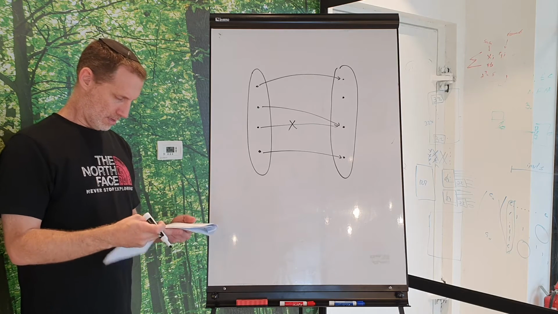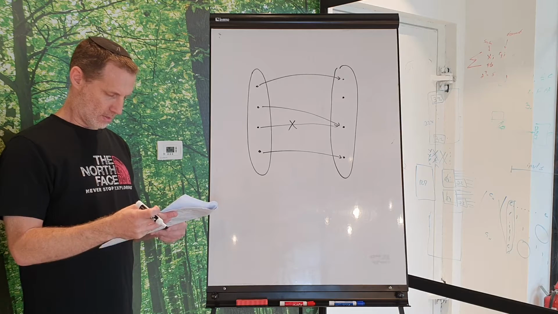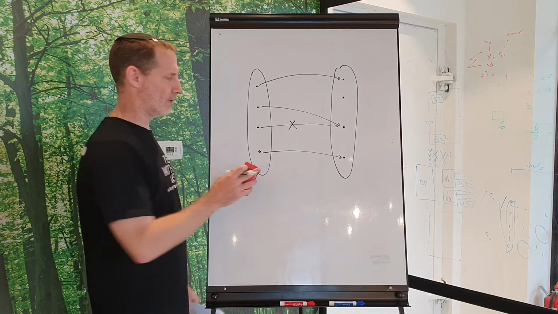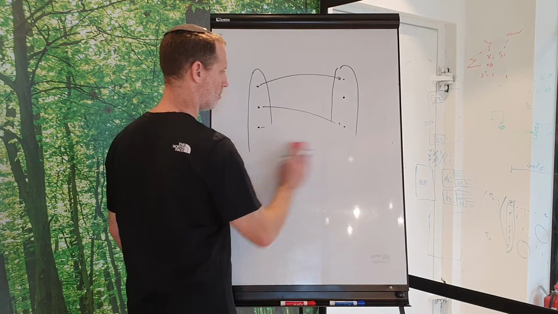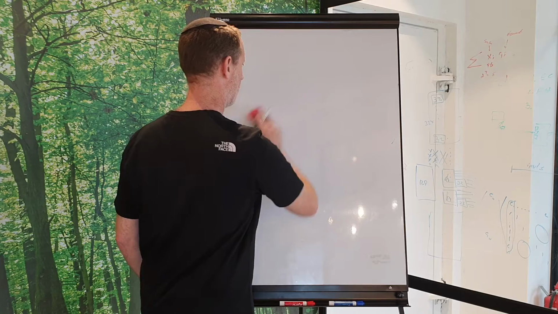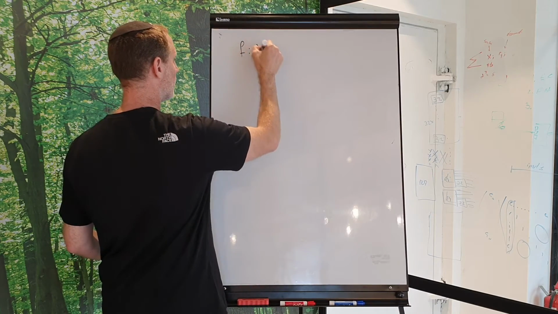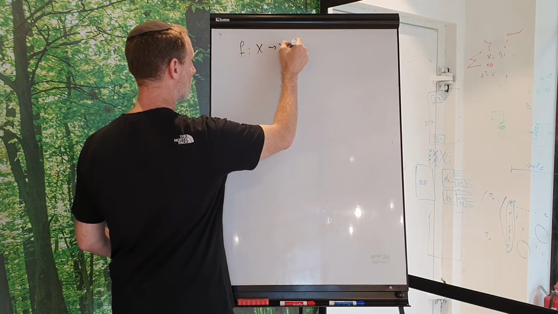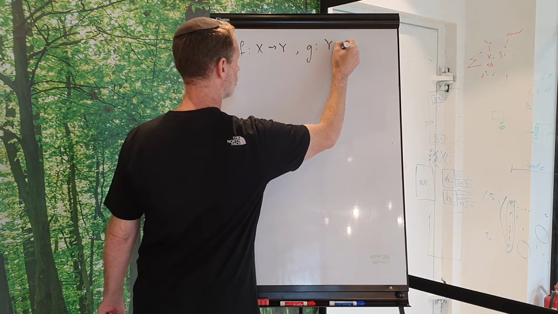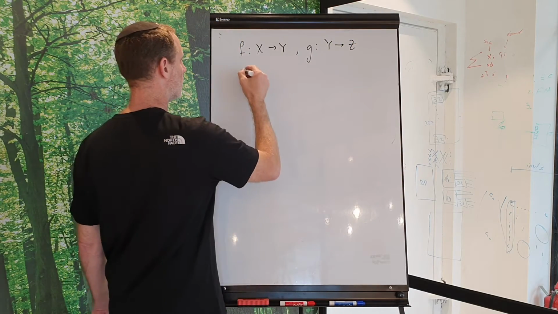Now, if we've got two injective functions and we create a composition of them, so we've got f from x to y, and g from y to z, and they're both injective.